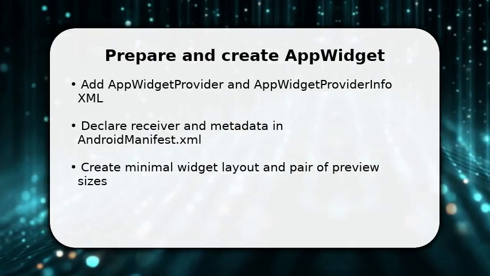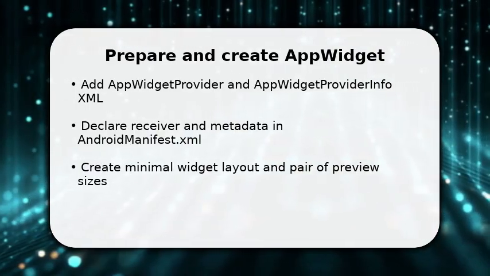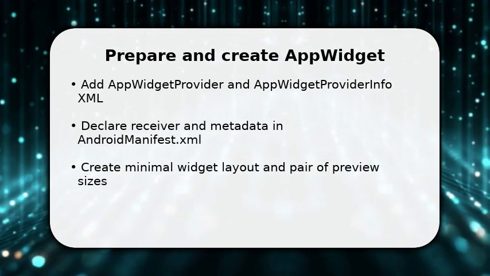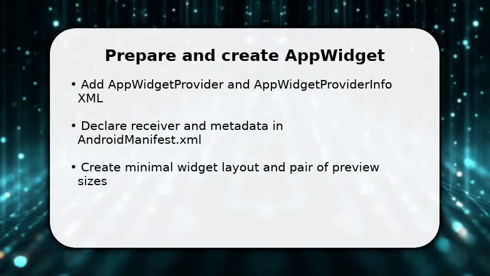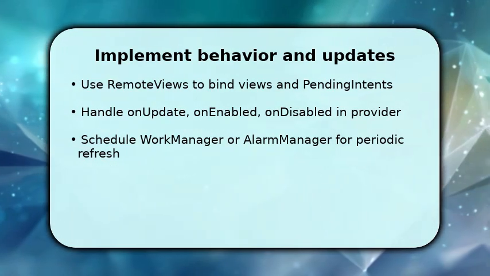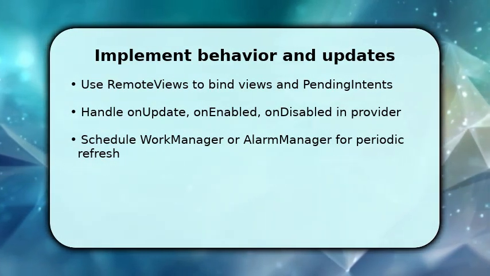Make a compact remote views layout XML and include a landscape/portrait preview size. This establishes the core contract between your app and the launcher for widget lifecycle events. Now implement the UI, wire interactions, and data in your App Widget Provider.